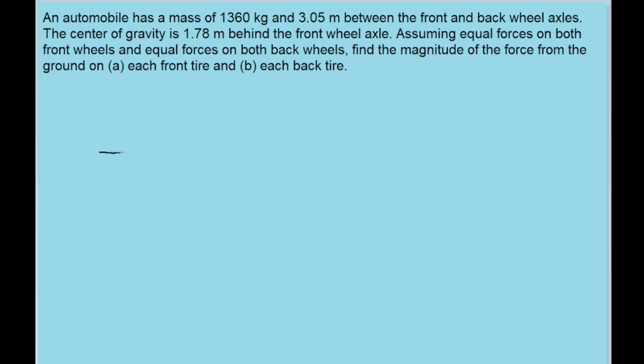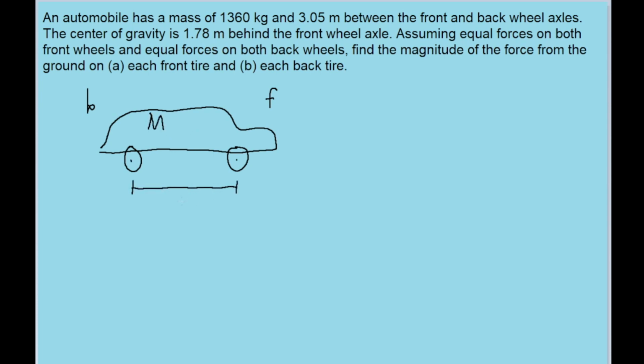In this problem, we've got a car. I'm going to crudely draw a car right here. I'll label this as the front end, this is the back end. And we're given a few things. We're given the mass of the car. We're given the length between the tires, which I'm going to call big L.